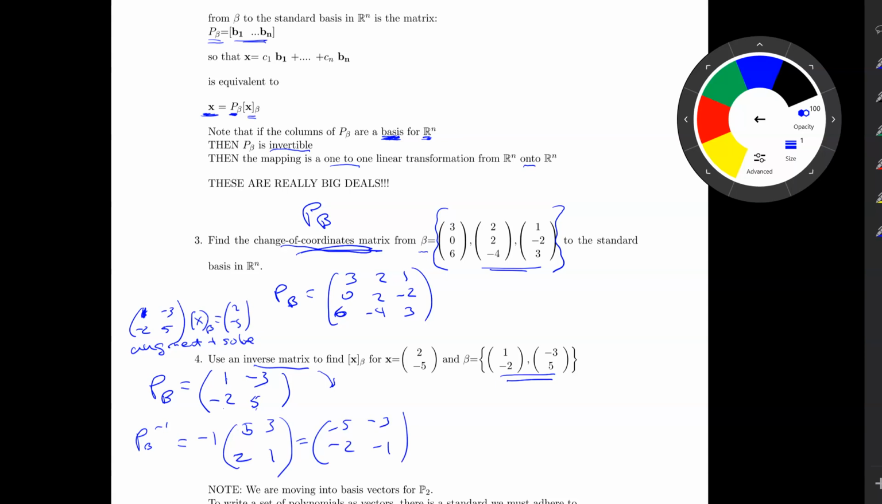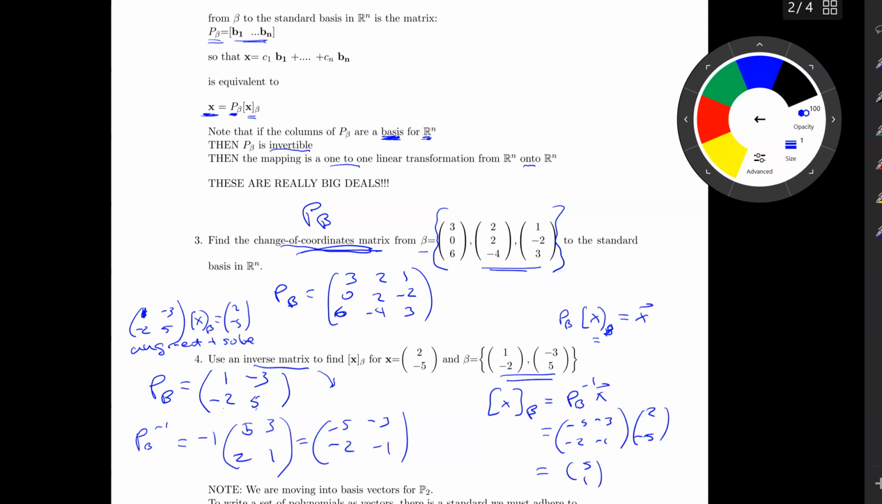So what am I solving? Again, it's P sub beta times this beta coordinates vector that gives me the x, right? So I'm solving for this. So I'm going to take the P sub beta inverse and multiply it times my vector x. So -5, -3, -2, -1 times my vector x. And I do matrix multiplication, and I get 5, 1. So this is my beta coordinates vector.